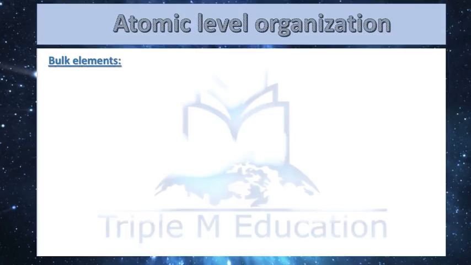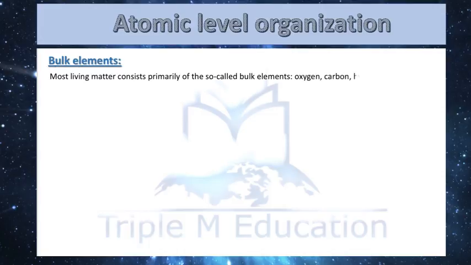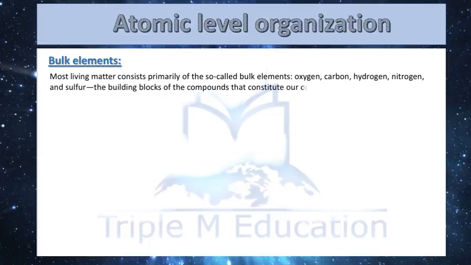Bulk elements. Most living matter consists primarily of bulk elements. These are oxygen, carbon, hydrogen, nitrogen, and sulfur. They are the building blocks of the compounds that constitute our organs and muscles. These 5 elements also constitute the bulk of our diet.